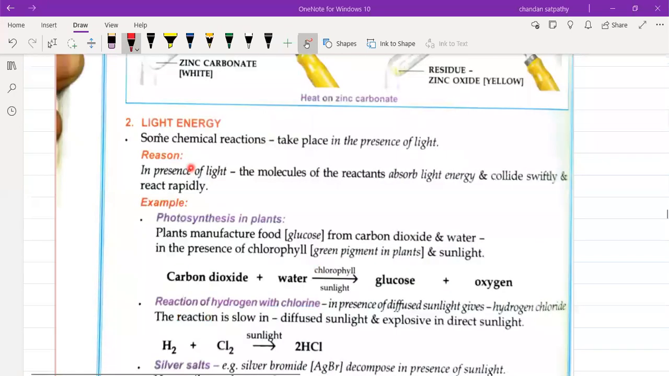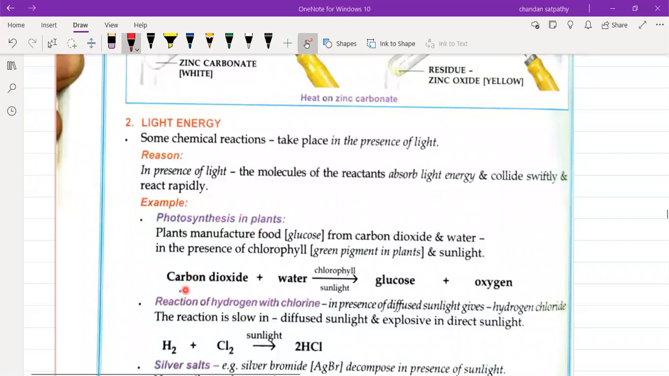Next condition which is required is light energy. Some reactions start when light energy is given to them. Why? Because some molecules absorb the light energy, then they collide swiftly and react. For example, photosynthesis. We know that photosynthesis cannot occur in the absence of sunlight. If there is sunlight, only then does photosynthesis take place. So this reaction needs light.